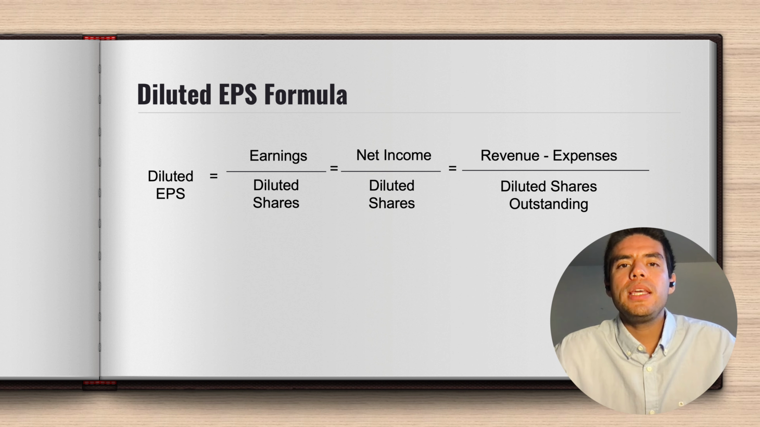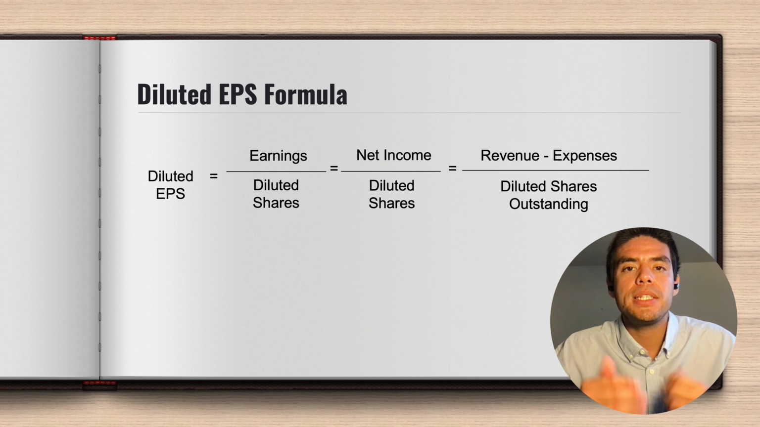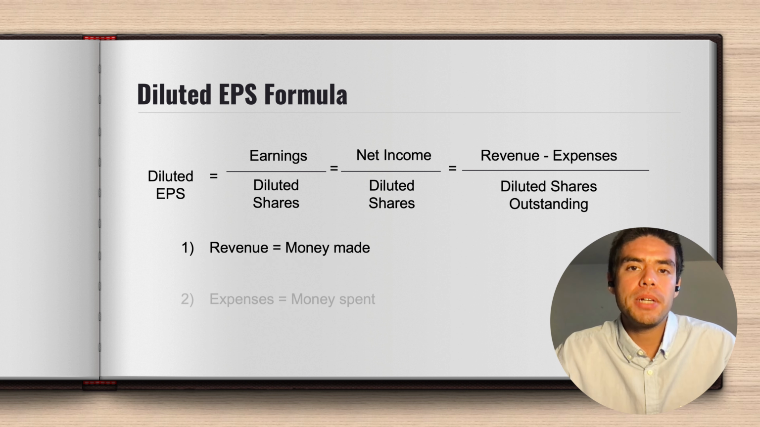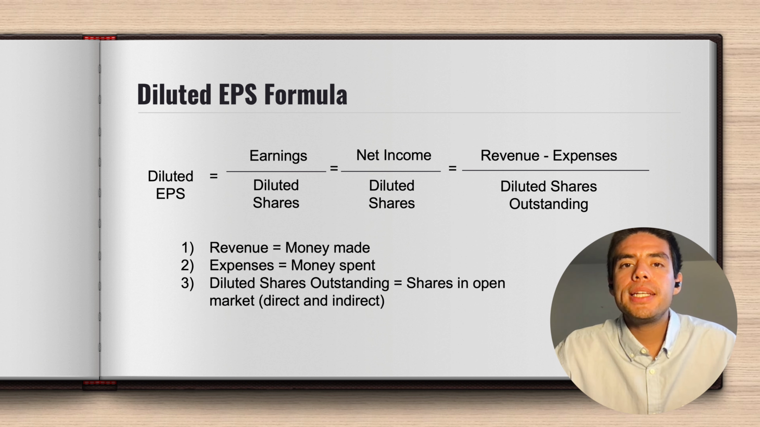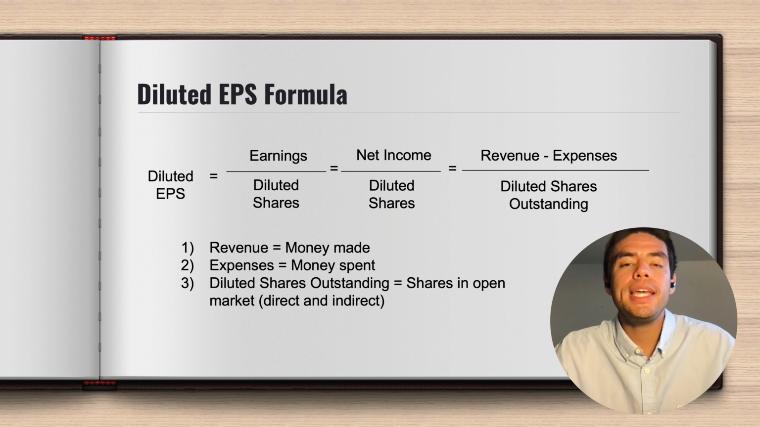As we can see, the revenue minus expenses are going to be the same as the regular EPS. The only difference with the diluted EPS is that we divide the revenue and expenses by the diluted shares outstanding. I'll clarify this with a visual representation. So just as a reminder, revenue is the money made, expenses is the money spent, and diluted shares outstanding are the shares in the open market, both direct and indirect.